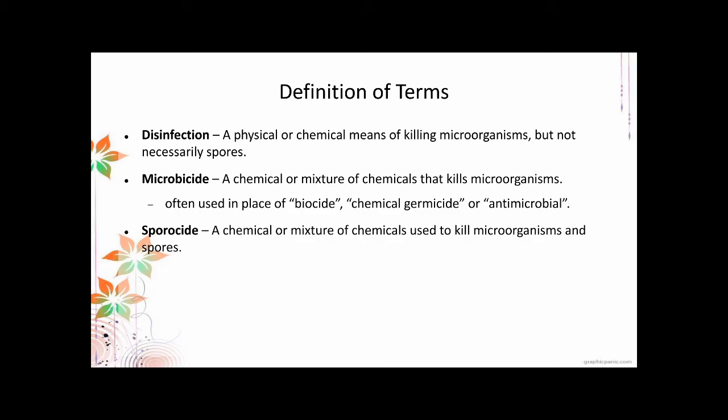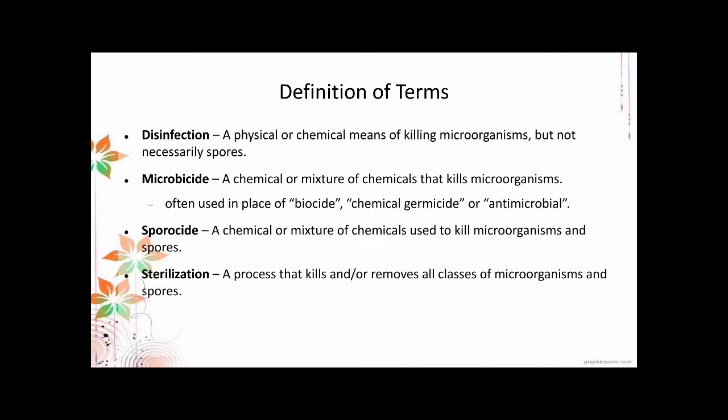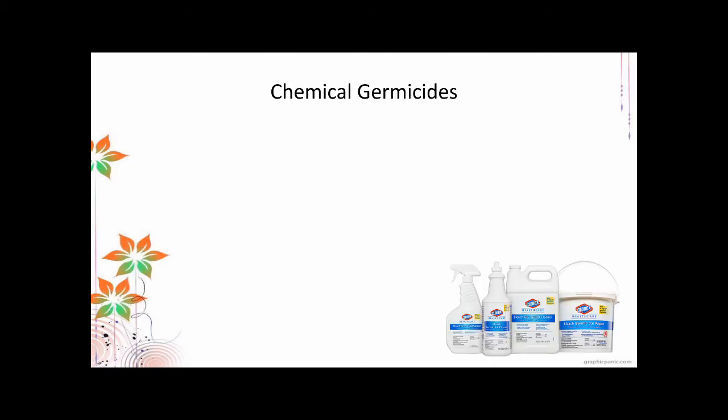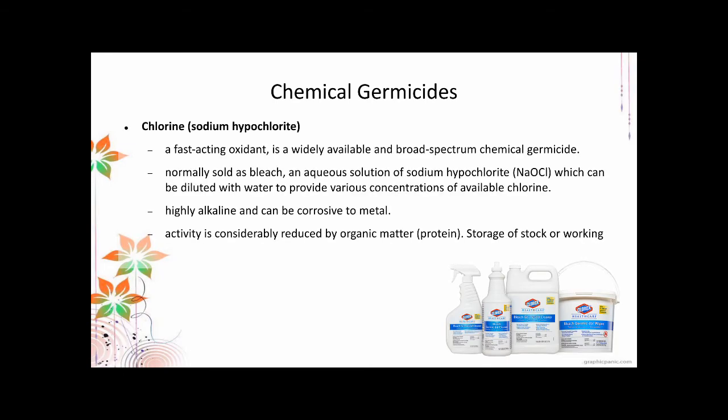Now, a sporicide is a chemical or mixture of chemicals used to kill microorganisms and spores. Here you include spores, because of course spores are very difficult to eradicate. Sterilization is a process that kills or removes all classes of microorganisms and spores. So in terms of range, sterilization is a higher spectrum than simply disinfection. Let's look at some chemical germicides available for the laboratory.